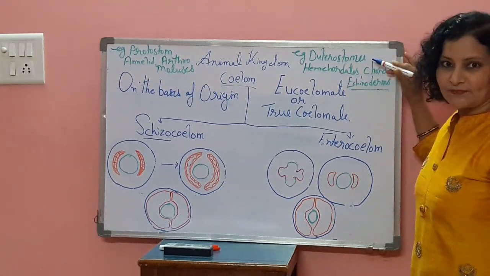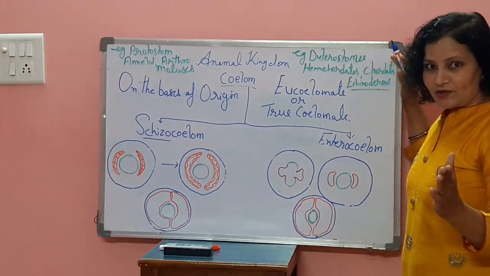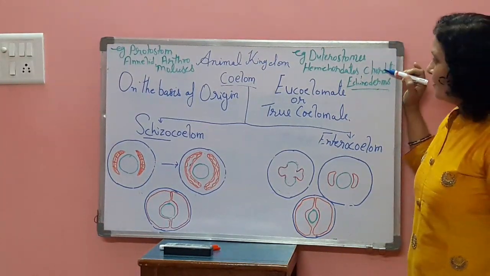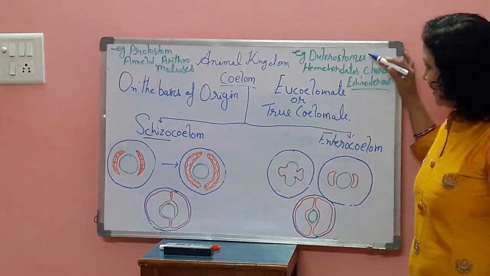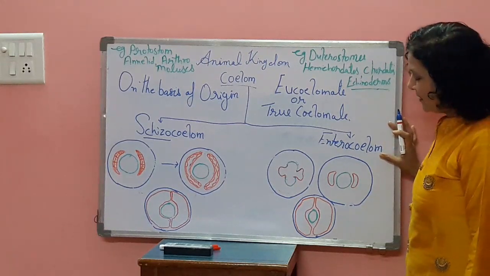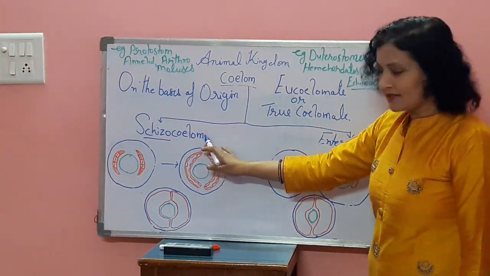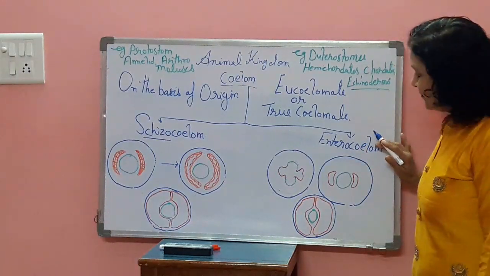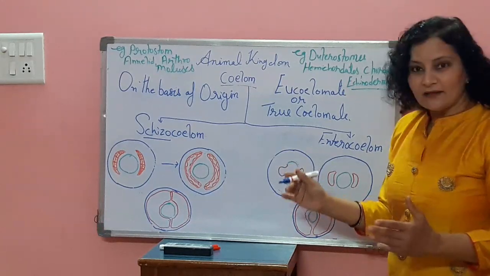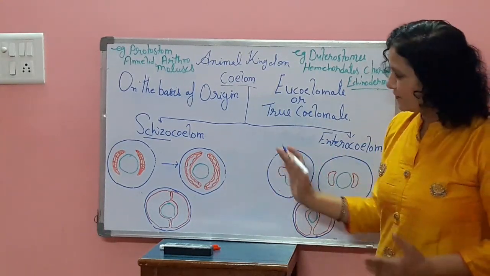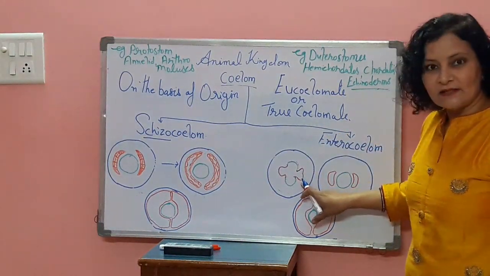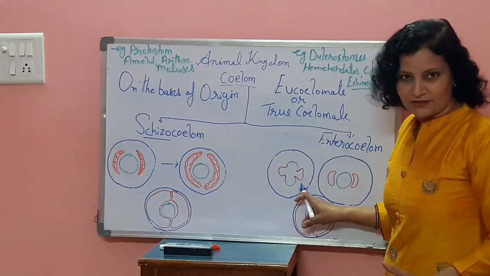Examples: deuterostomes. Three clades of phyla: echinoderms, hemichordata and chordata. All three categories are deuterostomes, and their coelom is enterocoelom. So here we learn about two categories, schizocoelom and enterocoelom. Both cavities arise from the mesoderm, but the process of forming the cavity is different. Here the mesoderm is splitting, and here the mesoderm arises as an outgrowth of the gut.